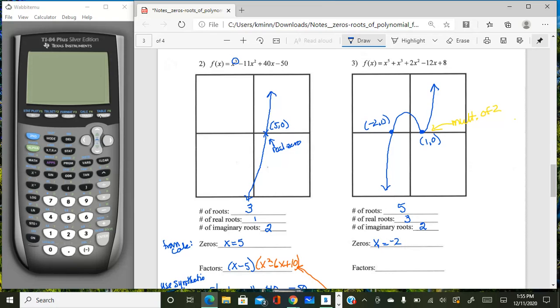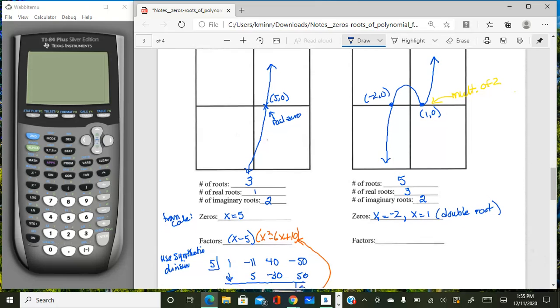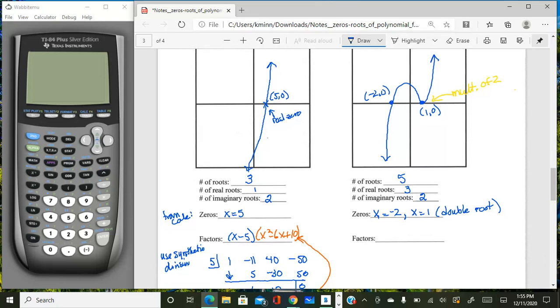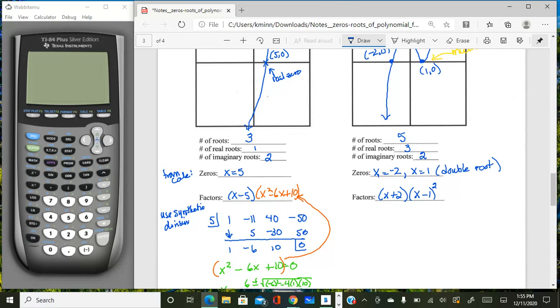Our zeros are negative 2 and x equals 1, which, as I just said, is called a double root because it counts twice. It has a multiplicity of 2, and it has a fancy name called a double root. Our factors from these terms become x plus 2. 1 being a double root is x minus 1, but since it's doubled, we are going to square it because it repeats twice. So how many times do we do synthetic division?